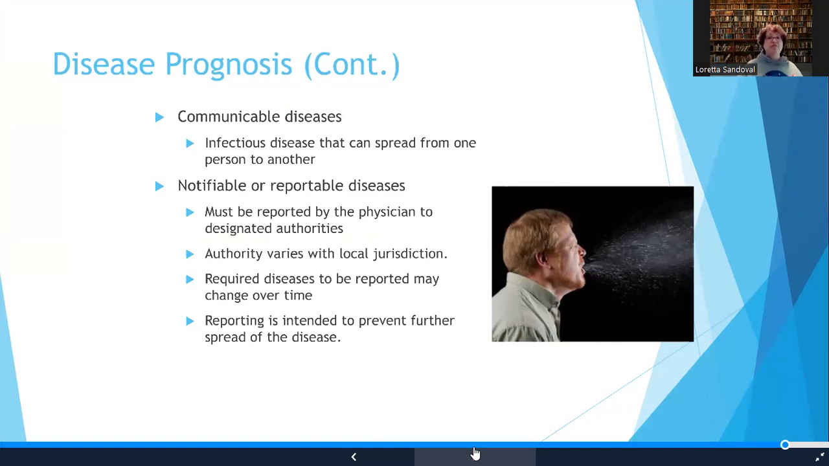Notifiable or reportable diseases are diseases that have to be reported to the physician or to public health authorities. It varies with local jurisdiction. The required diseases that need to be reported may change over time. And reporting is intended to prevent further spread of the disease. So at the very beginning of the COVID epidemic or pandemic, there was a lot of tracking, contact tracing, that sort of thing done by local health authorities to try to limit the spread of the disease.